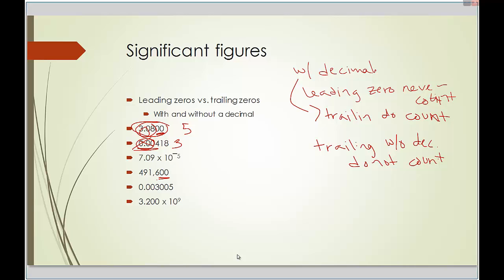When it's in scientific notation, all 3 of those numbers count because no matter what, you're going to have a decimal there. For this next one, those 2 at the end don't count because there's no decimal, so there's only 4 here. The next one, these leading zeros do not count because leading zeros never count. There's no zeros at the end, so we don't have to worry about that, so that gives us 4. And then finally, with this scientific notation, notice the decimal here. No matter what, with scientific notation, you're going to have a decimal. Because of that decimal, those zeros do count. So once again, you have 4.